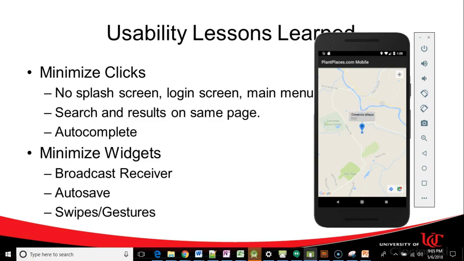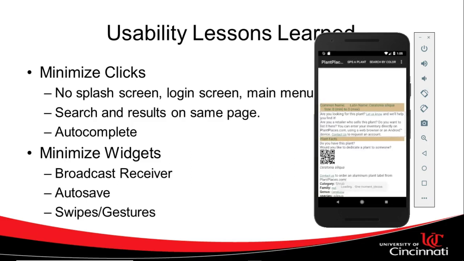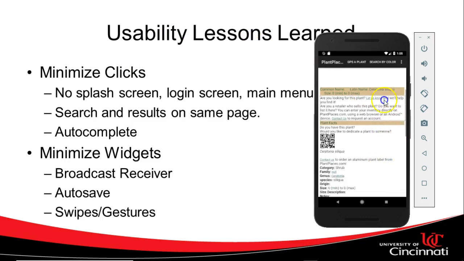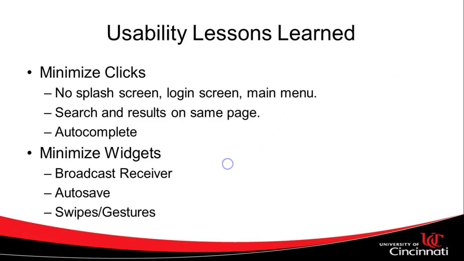I can click on the label, and it's going to take us back to Plant Places Web and give us a little look and feel of some more details on this plant in a web-friendly, kind of mobile-friendly web page that we see here. Okay, so what are some usability lessons learned?